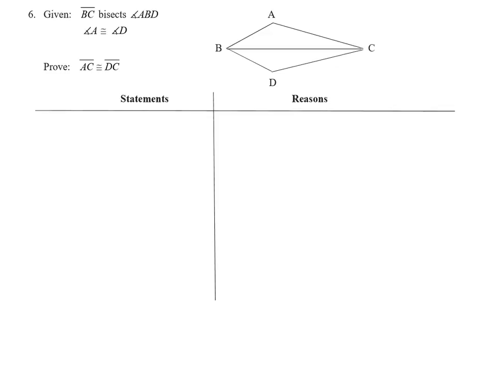So we're given that BC bisects angle ABD. So that's this angle right here. Okay, so if it bisects that angle, I know that these two angles are going to be congruent, so I'll remember to talk about that. And A is congruent to D. And I'm trying to prove that AC is congruent to DC. So this is where I'm trying to go here.